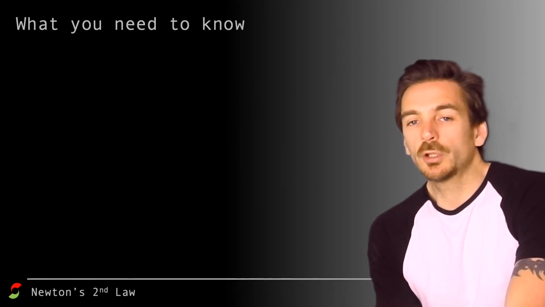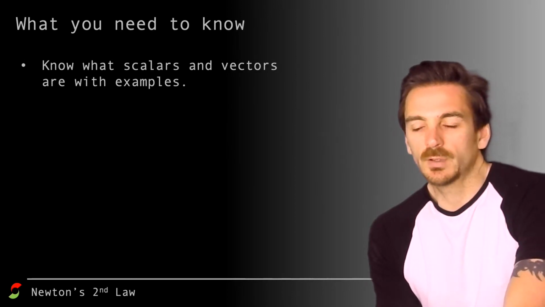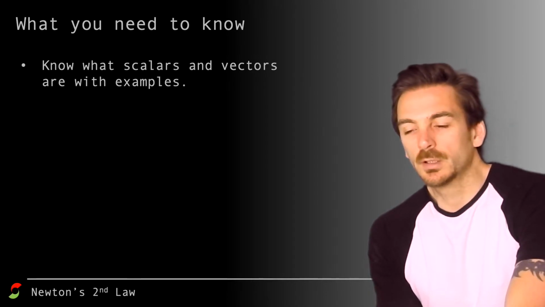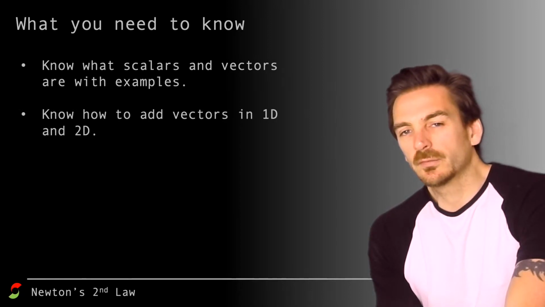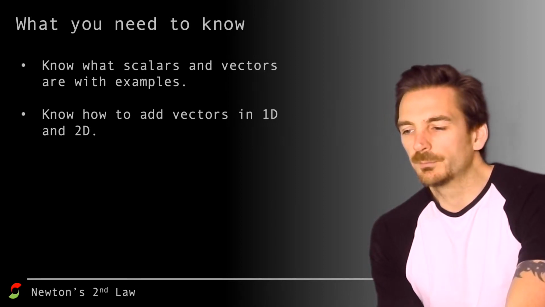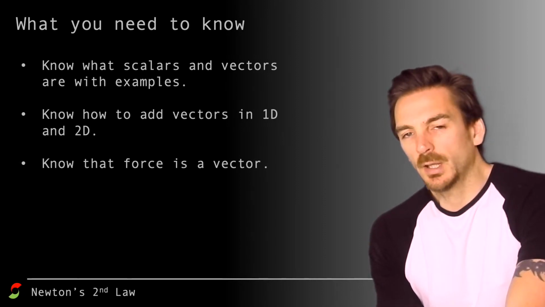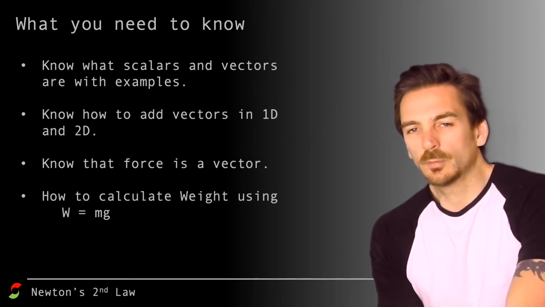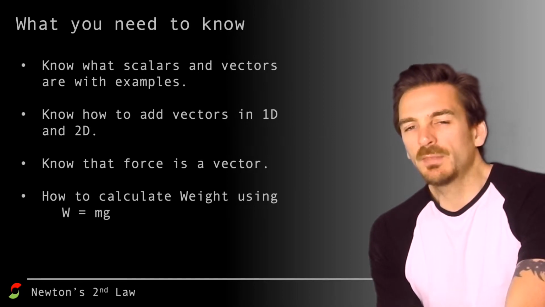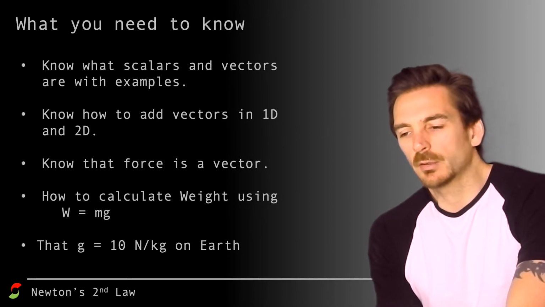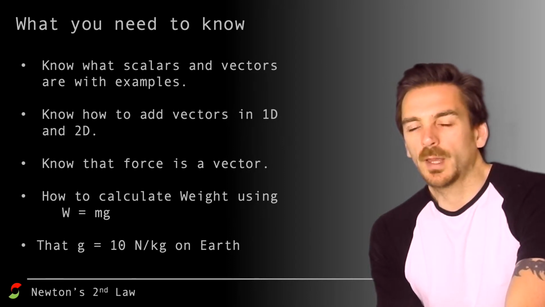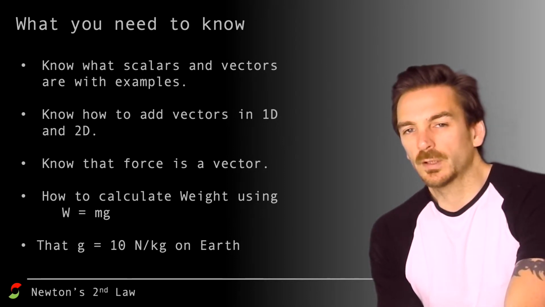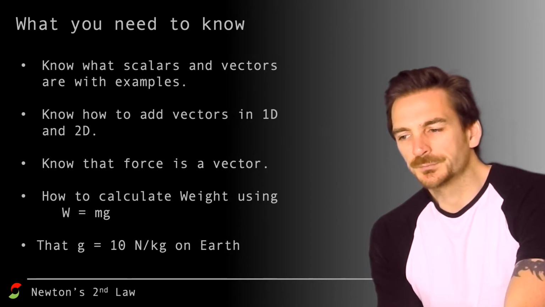But to make sure that you get the most out of this lesson, it's really important that you know what scalars and vectors are, especially with some examples of those, and also how to add vectors in 1 and 2 dimensions, but especially in 1 dimension. And then you also need to know that a force is a vector, and also how to calculate weight using W equals mg, and that g is 10 newtons per kilogram on Earth. And if you're not sure about any of those, then do check out other videos on the channel to help you get up to speed on them.